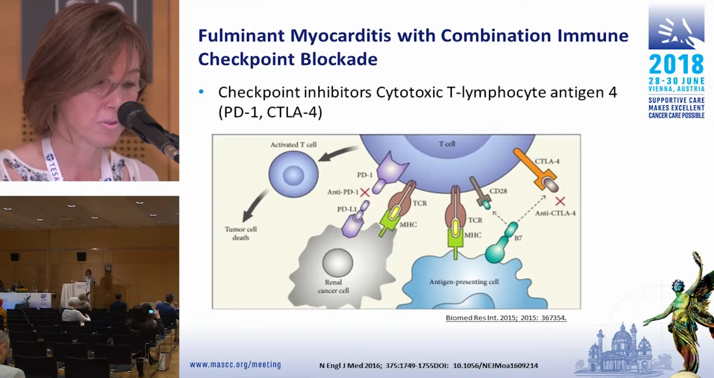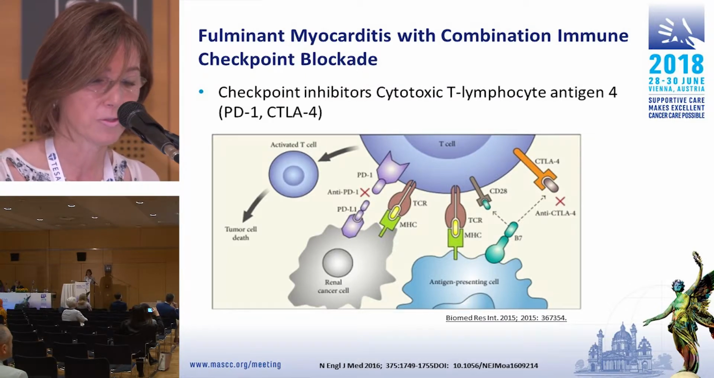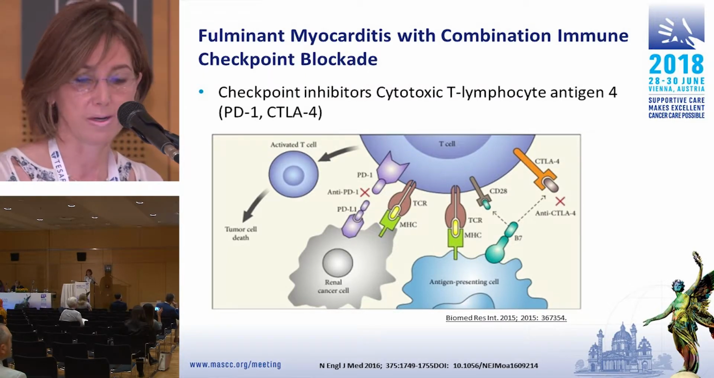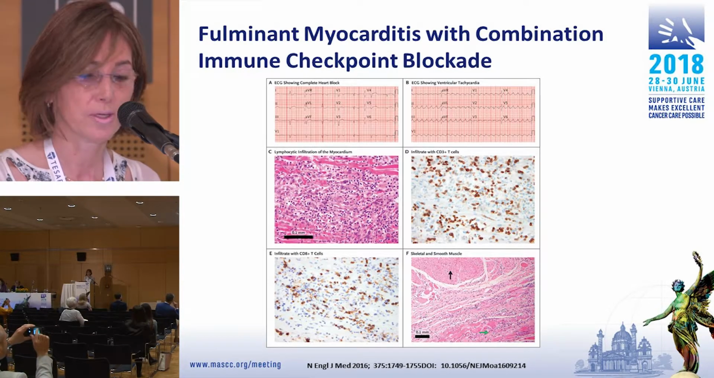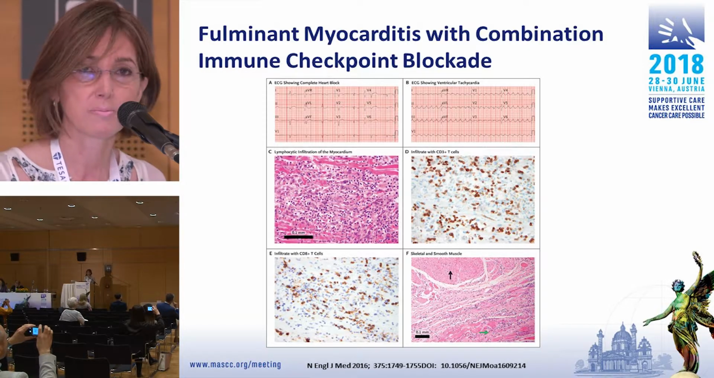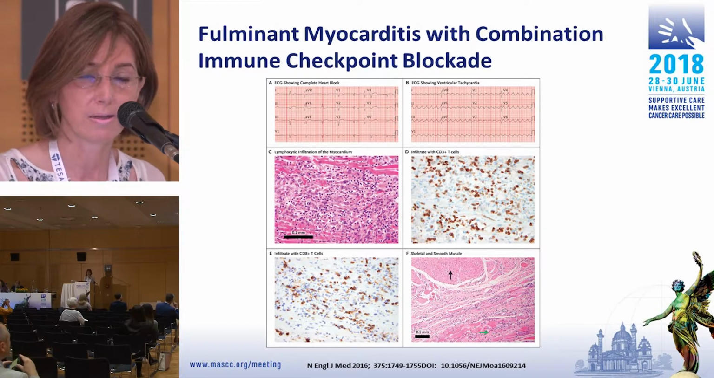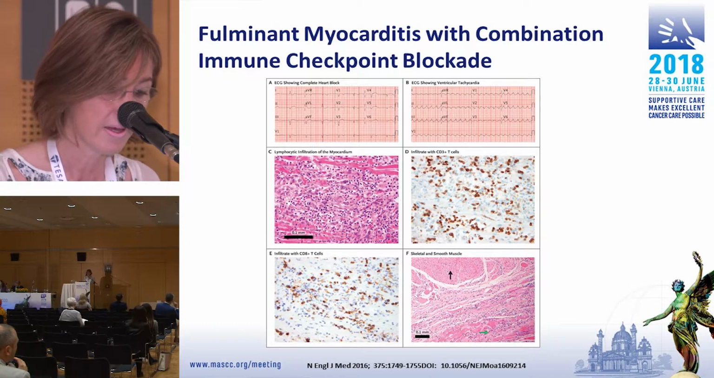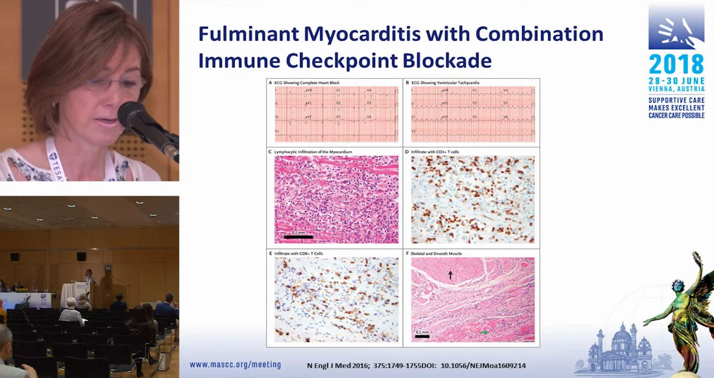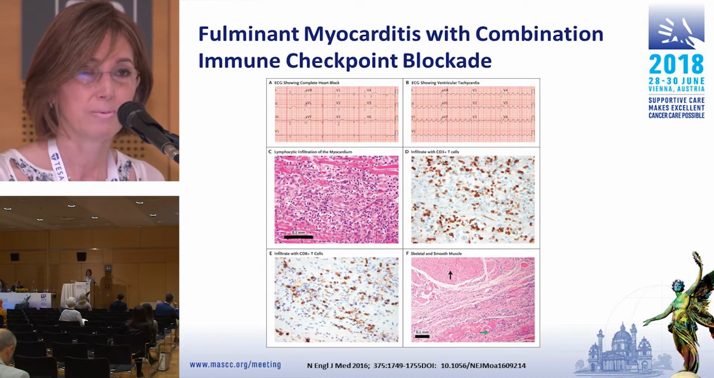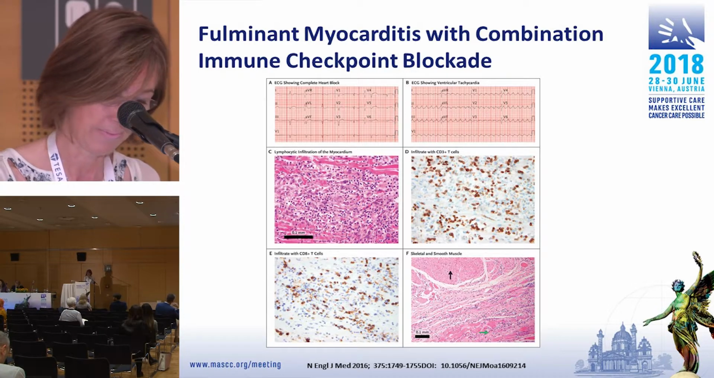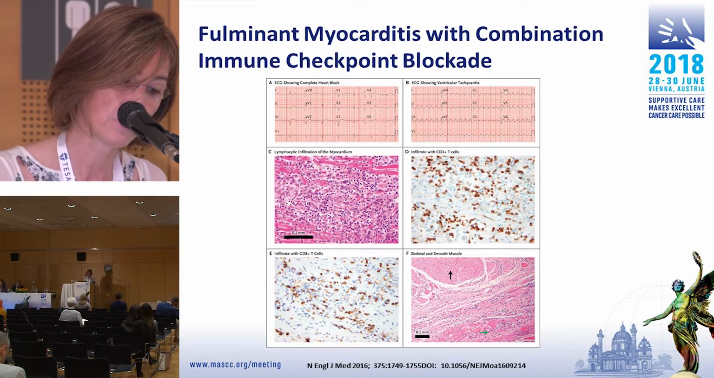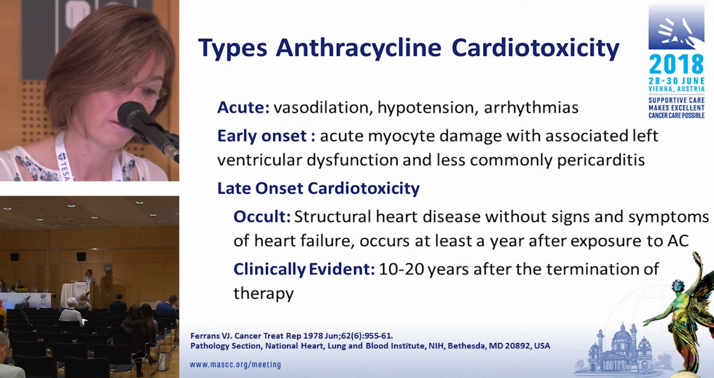There has been reports of fulminant myocarditis with combination immune checkpoint blockade, and in this type of medications, the T-cell effect on the myocardium is blocked, therefore leading to a fulminant myocarditis. As you can see in the left upper panel, this patient has a complete AV block, leading also ventricular tachycardia. There is diffuse infiltration of the myocardium by lymphocytes, and also infiltration of the muscle cells and this typically leads to fulminant myocarditis and death.